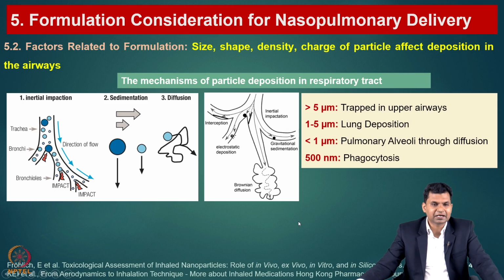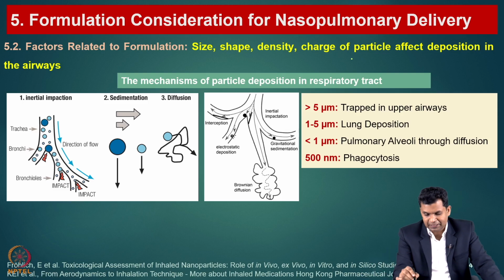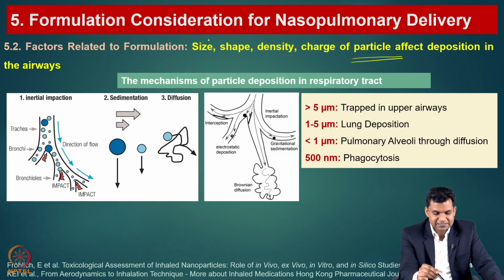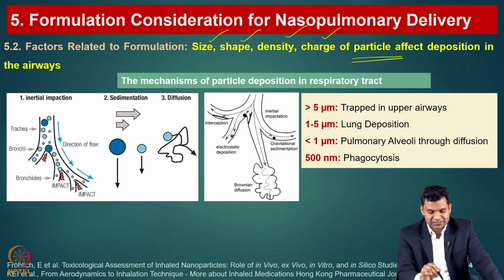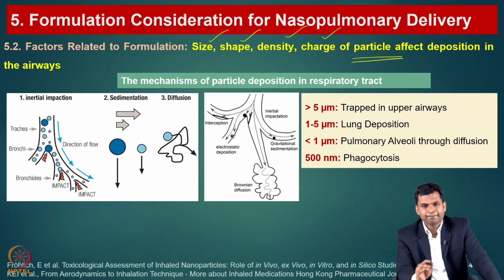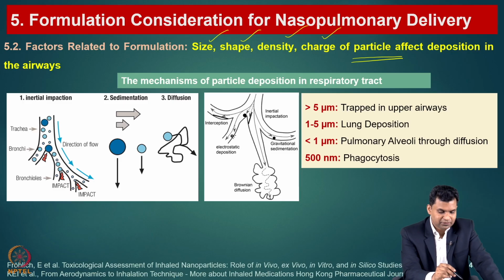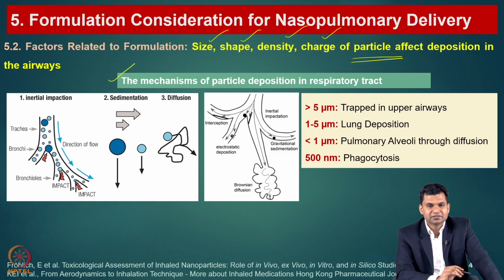Another parameter is the particle. The size, shape, density, and charge of the particle are also very important, because the particles will settle based on their size, shape, and charge. The scientists have suggested three different mechanisms involved in particle deposition in the respiratory tract.